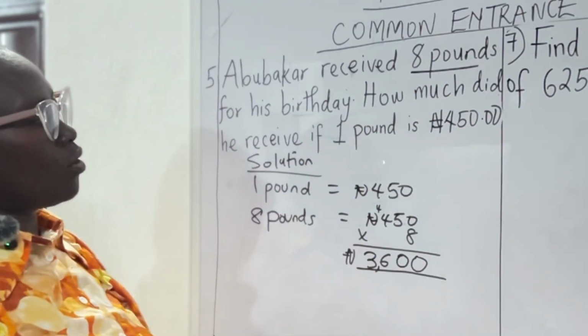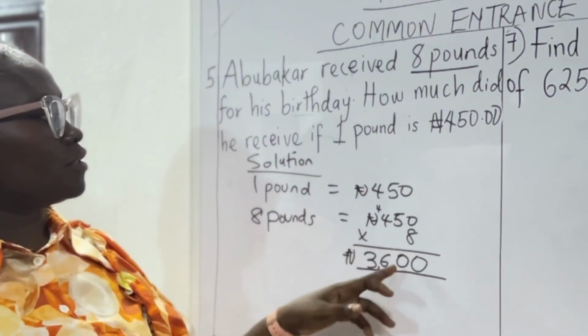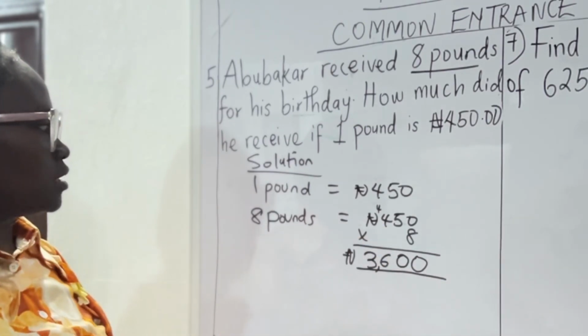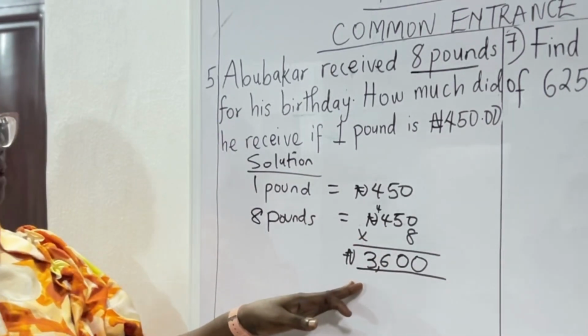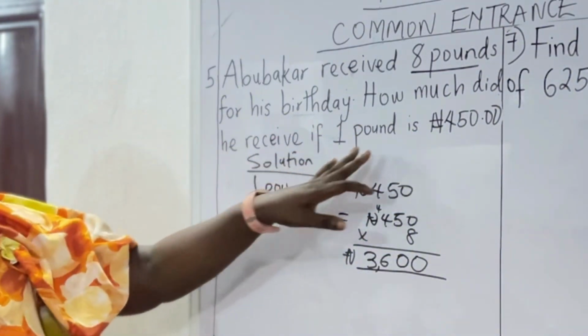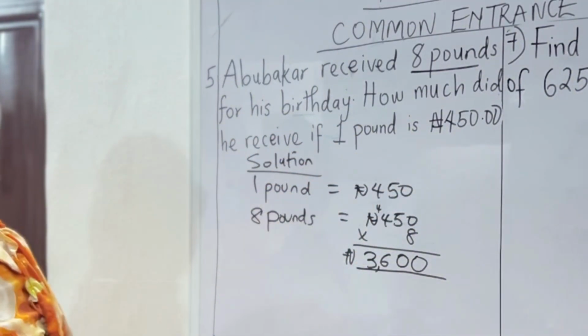Always cross-check your work. 8 times 0 is 0. 8 times 5 is 40. 4 times 8 or 8 times 4 is 32. 32 plus 4 is 36. So our answer is 3,600 naira. Cross-check your work. How much did you receive if £1 is 450 naira? So your answer should be in naira.